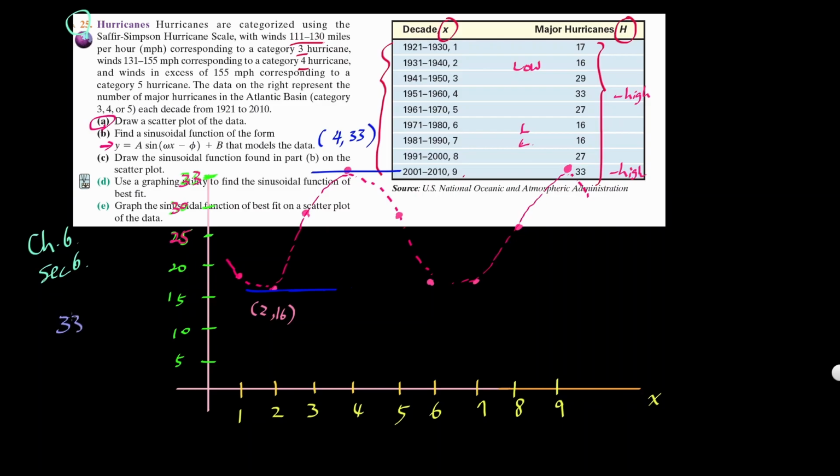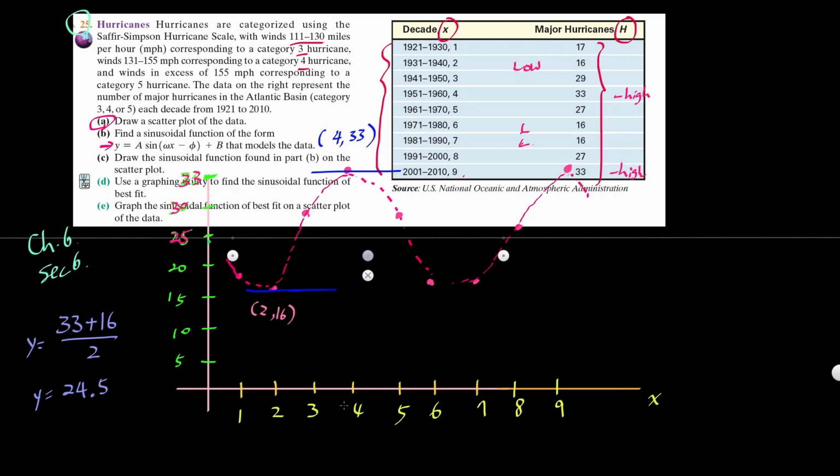So how do we do that? Well, the highest one is 33 plus the lowest is 16, so we're taking the average. 33 plus 16, and then you divide it by 2, it's 24.5. So at y equals 24.5, we're going to have a midline. Let me draw the midline right there. So that's y is equal to 24.5.